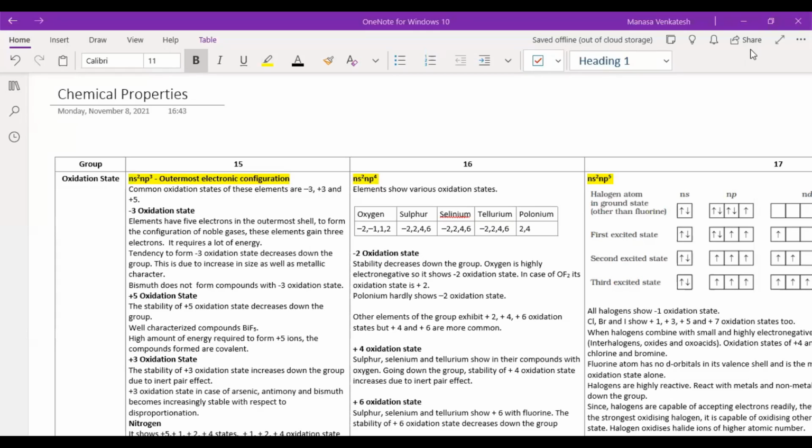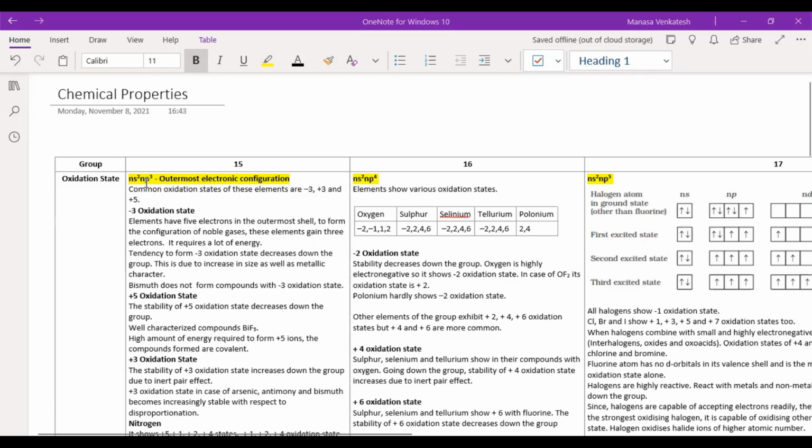So let's start with the chemical properties. The first one is oxidation state. The oxidation states shown by group 15 elements are -3, +3, and +5. The reason you have a -3 oxidation state is because when they gain 3 electrons, they have the configuration of noble gases, that is ns2, np6.